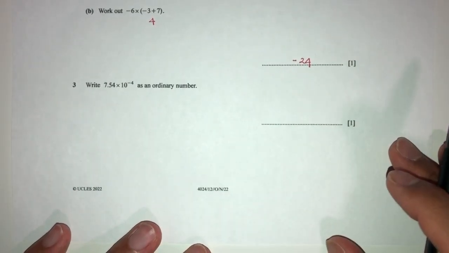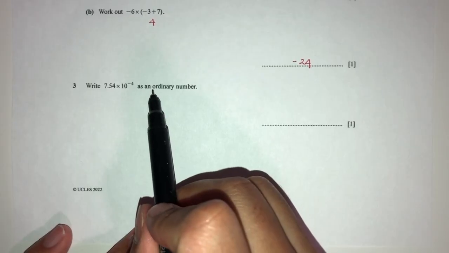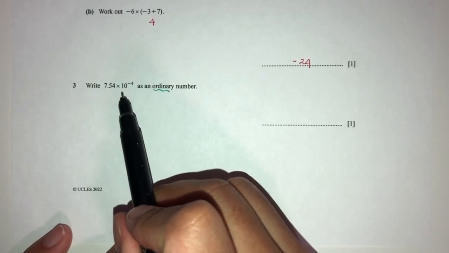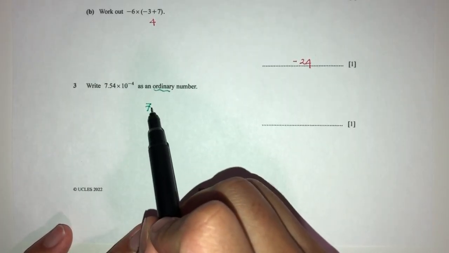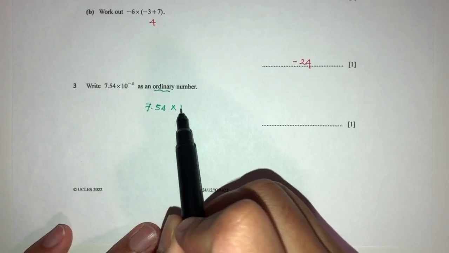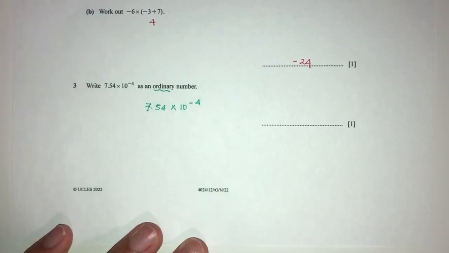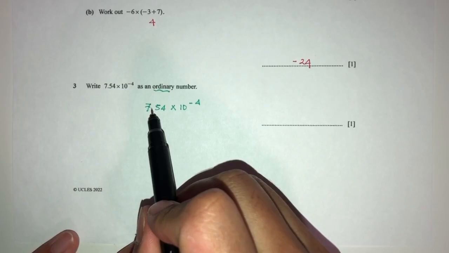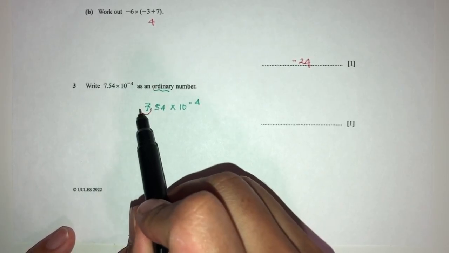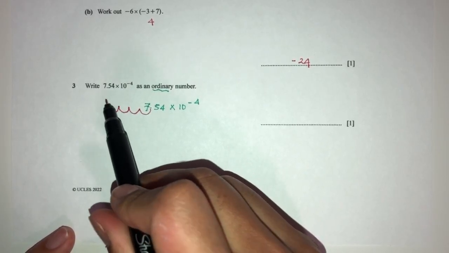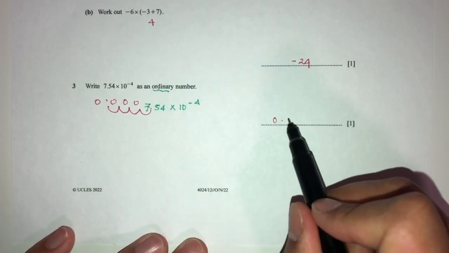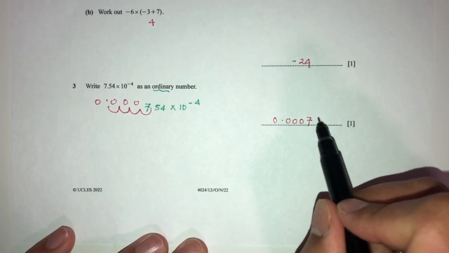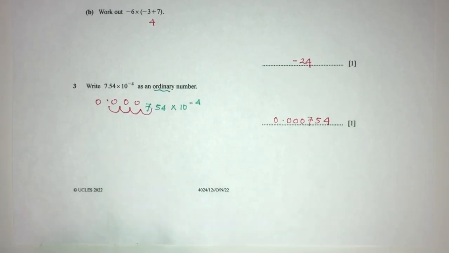Now let's move on to question number 3. So here we have to write this as an ordinary number. So obviously this is in standard form. We have to expand the number here. So here we have 7.54 times 10 power minus 4. Obviously we have to move this by 4 in this direction. 1, 2, 3, 4. So you have 0.000. So your answer will become 0.000754. And this is your question number 3.